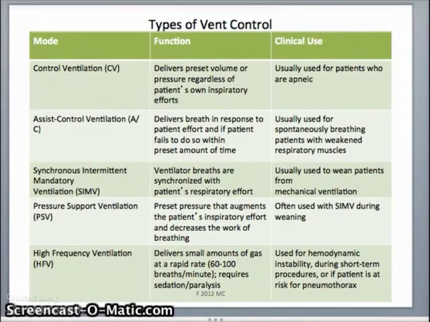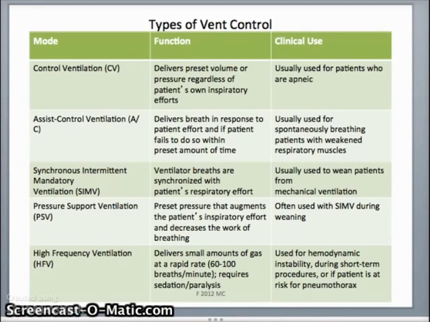So now we're going to talk about how much control the ventilator is going to have over the patient's respirations. We can set the vent to control as much or as little of the patient's breathing as we choose. And this is called the mode, okay? Mode refers to how the machine will ventilate the patient in relation to their own respiratory effort, okay? There's lots of modes, and then there's several of them that can be used together.